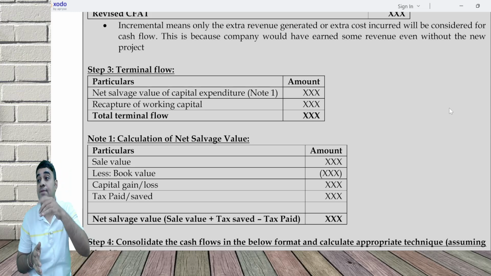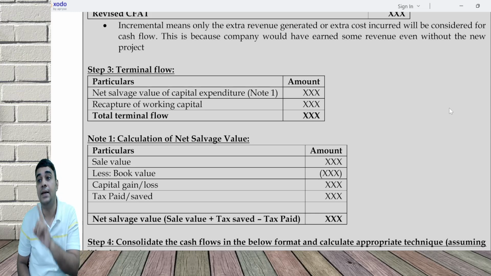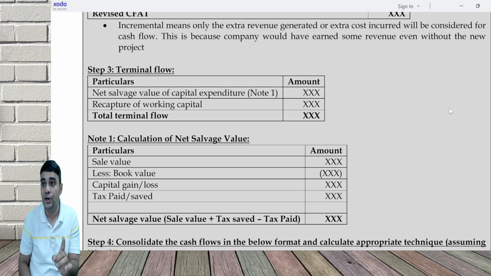And finally NSV. What is NSV? Sale value plus tax saved minus tax paid.